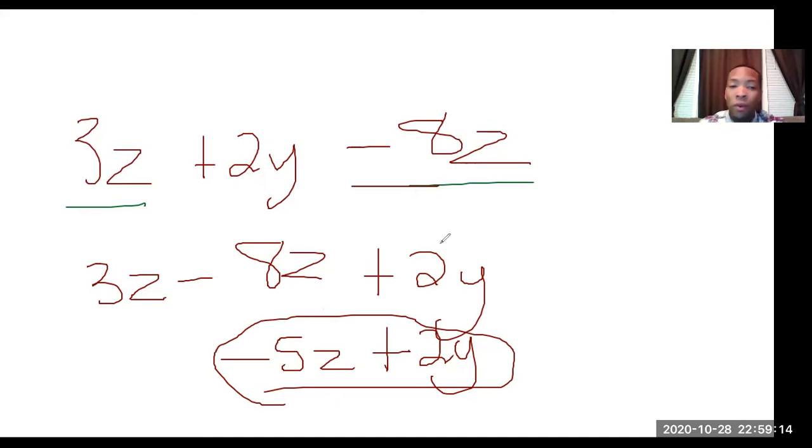All right, and then like with this question, I put the 3z and the minus 8z together because they're like terms. And then you solve them, okay? At the end of it, you probably won't do anything else to the final expression, mainly because they won't be like terms. At that point, you would have simplified.